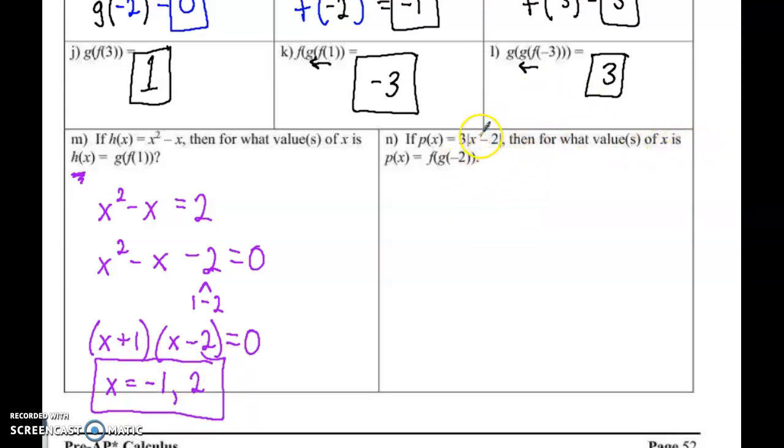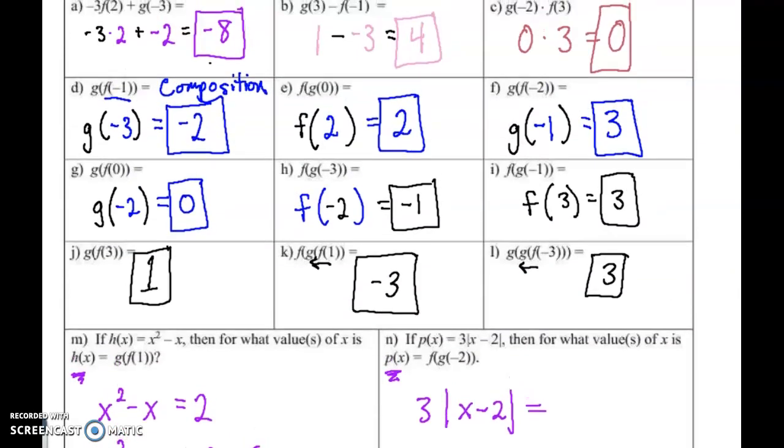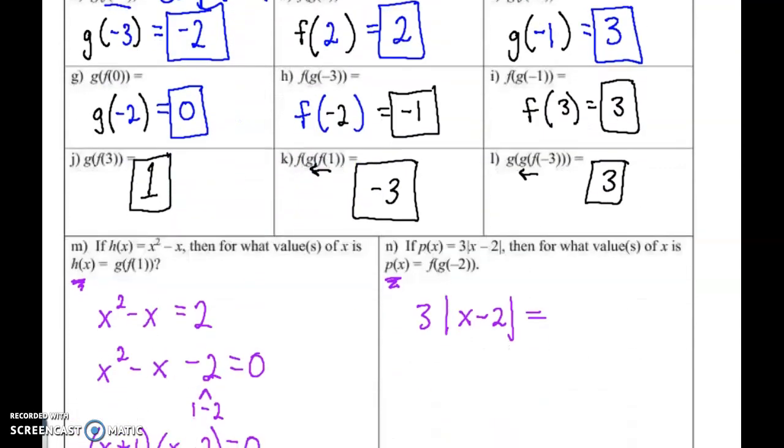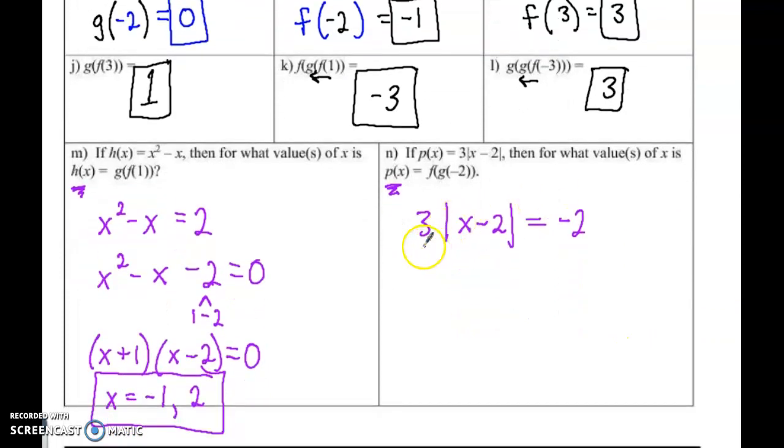So throw in another one, throw in an absolute value function. So we have 3 times the absolute value of x minus 2 replacing p of x, and then f of g of negative 2. Again, I don't think we did this one earlier. So go ahead and figure out that g of negative 2 is 0, and then f of 0 is negative 2. All right, and then what I would do is isolate the absolute value. So you would divide both sides by 3.